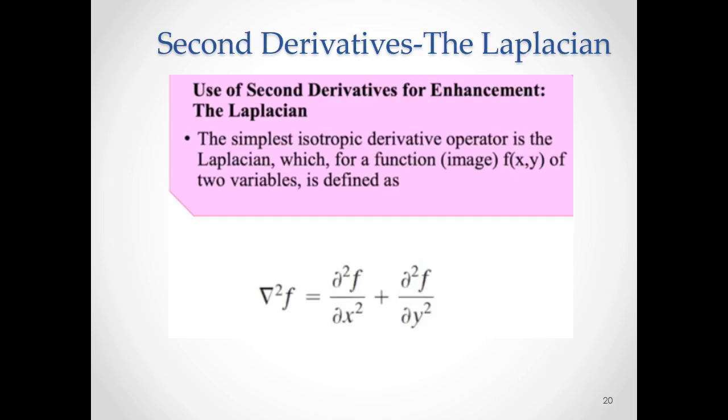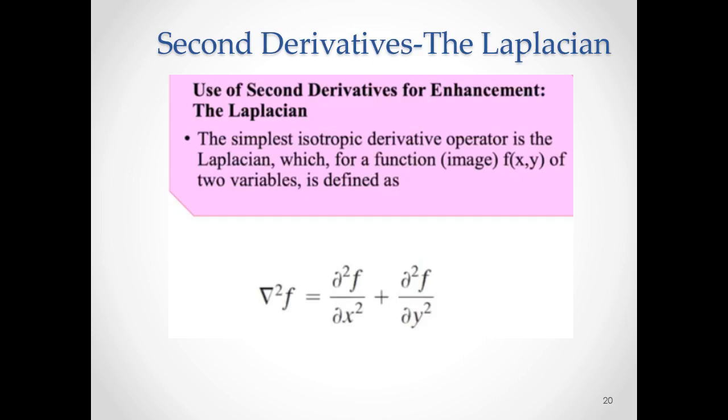The second order derivative is non-zero at onset and at the end of the ramp. So, this is the onset. Onset means the starting point of the value, and offset is the end point of the value. So, the second order derivative is non-zero at the onset of the ramp and also at the end of the ramp, which satisfies the property of second order derivative. So, from these two analysis we can conclude that the first order derivative produces thick edges and the second order derivative produces much finer edges.